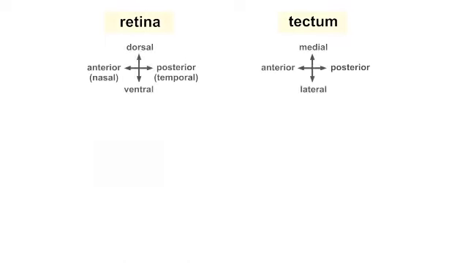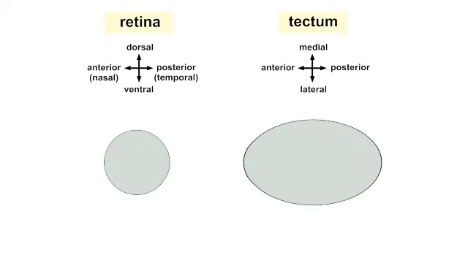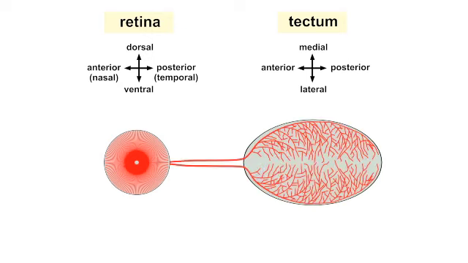In this diagram, the circle on the left represents the amphibian retina, and the oval on the right represents the tectum. The RGCs of the retina are represented in red, as are the corresponding axons that connect to the tectum.